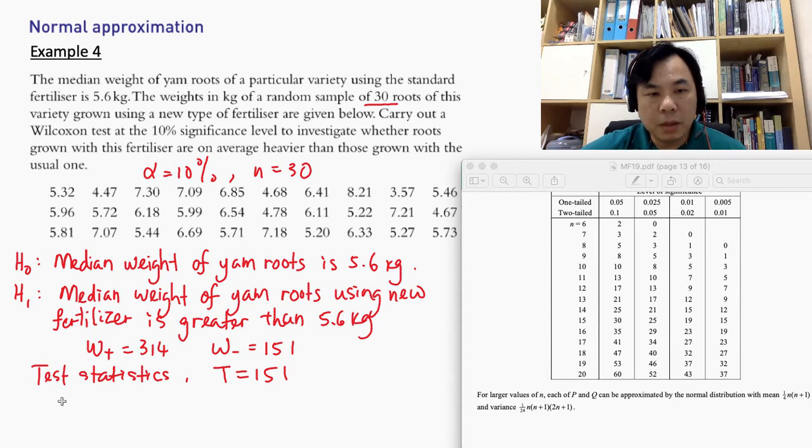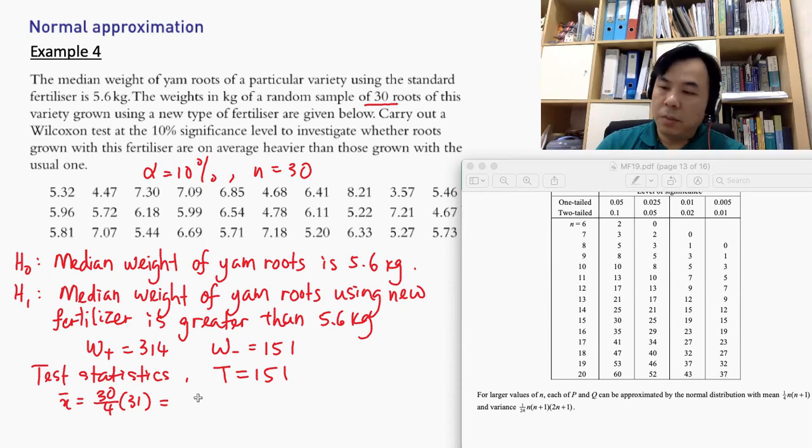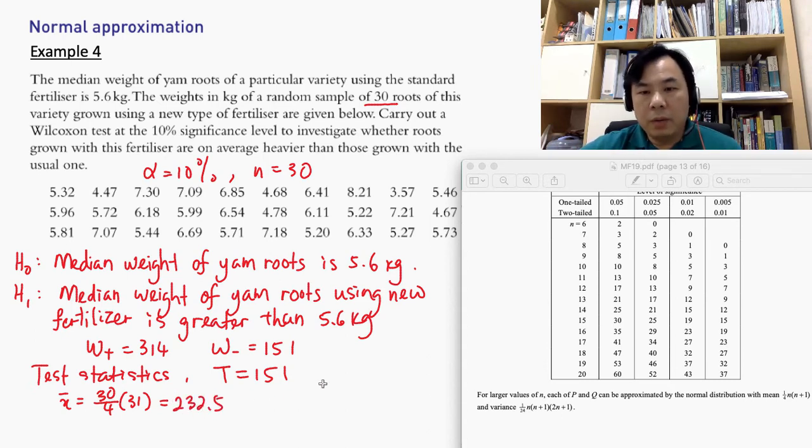Therefore, I'm going to calculate the mean in this case. The mean can be estimated using a quarter of n times n plus 1. The n is 30 here, and 31 here. Using the calculator, let me quickly check that. 30 times 31 divided by 4 gives me 232.5.